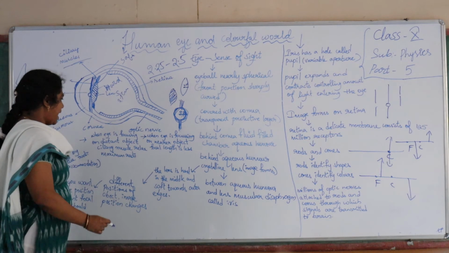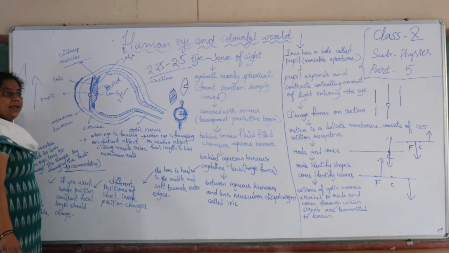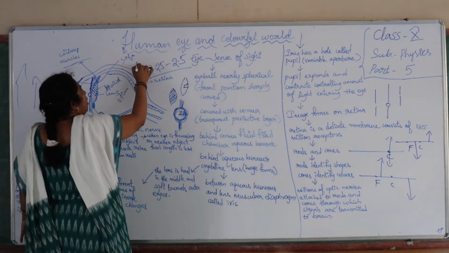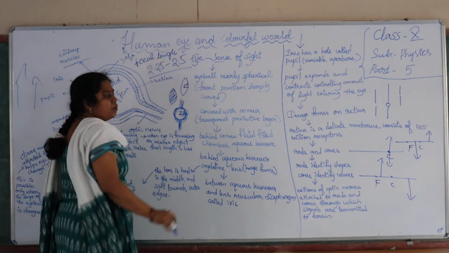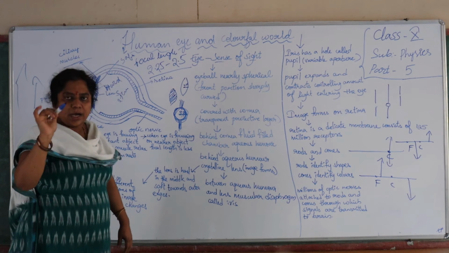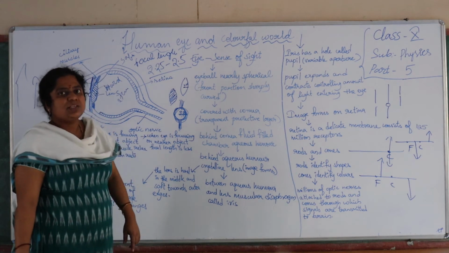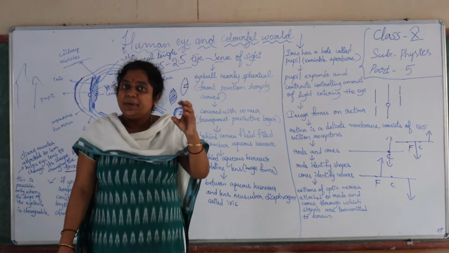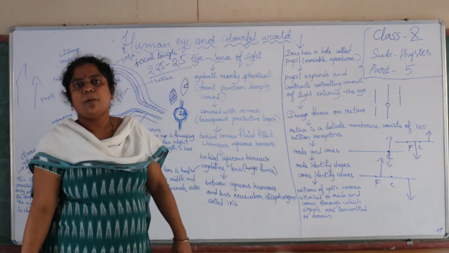This process is called accommodation of the lens: the ability of the lens to change its focal length. What is focal length, children? The distance between the pole and focus is called the focal length. So the lens will adjust its focal length, and the ability of the lens to adjust its own focal length is called accommodation.